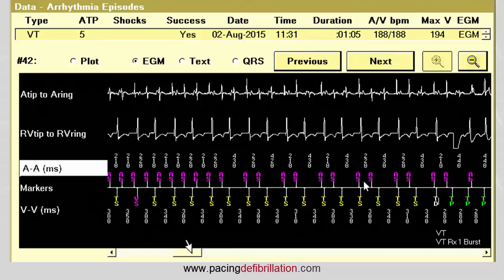atrial signals. And remember that an important step of the PR logic algorithm is the comparison between the atrial rate and the ventricular rate. Here, for the device, the ventricular rate is faster than the atrial rate. So there is a diagnosis of ventricular tachycardia, and then the inappropriate therapies will be delivered.